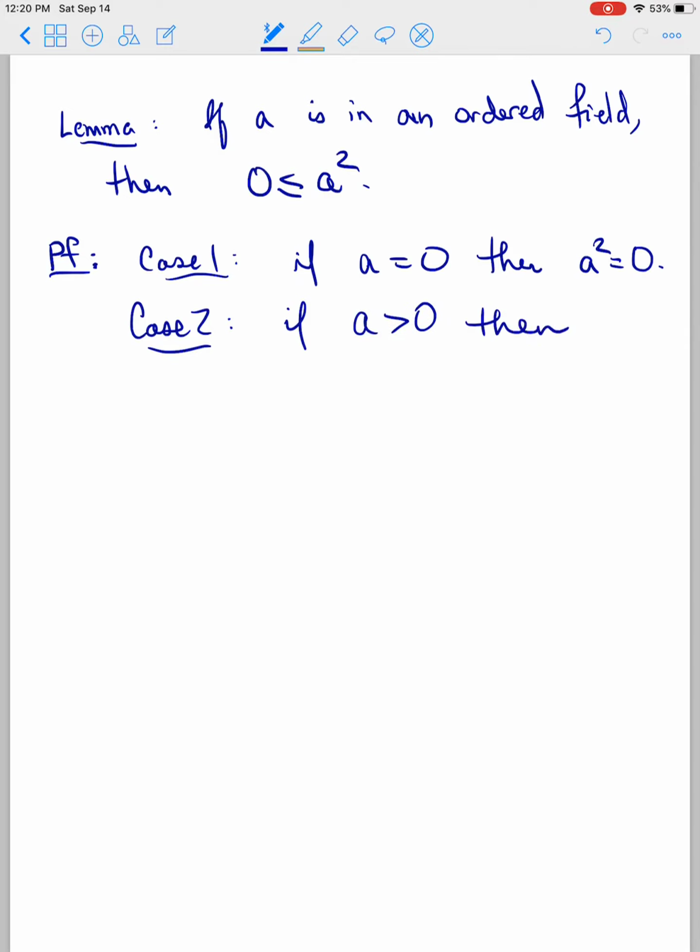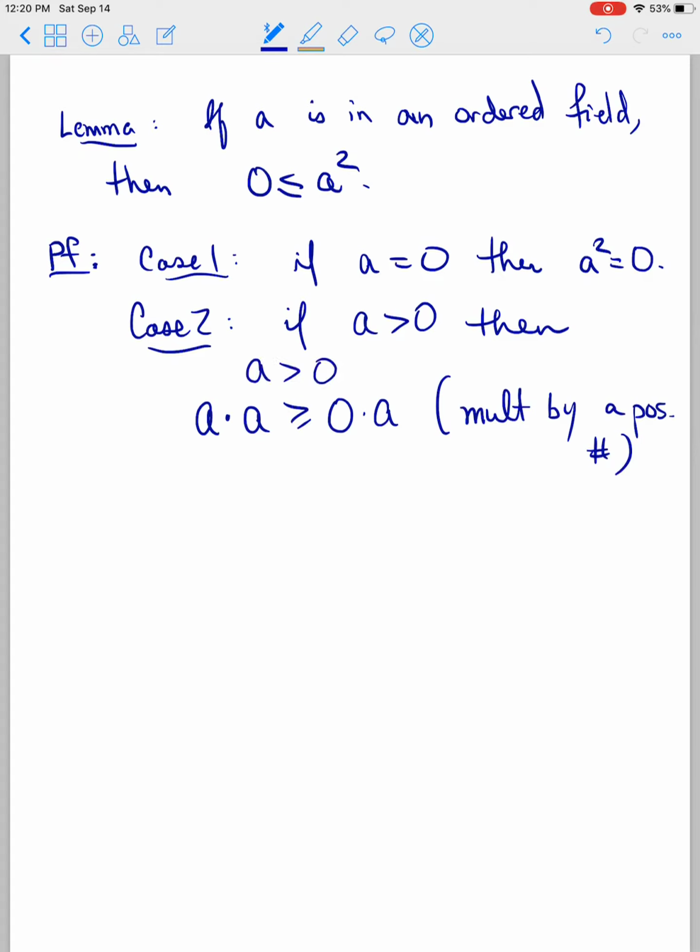Well, then that's going to mean that I can multiply both sides by A. Right, so A times A is going to be greater than 0 times A. I just multiplied by a positive number. Right, remember, I can multiply an inequality by a positive number, and it stays preserved. And now we get A squared is greater than 0, which is good. That's what we wanted to show.